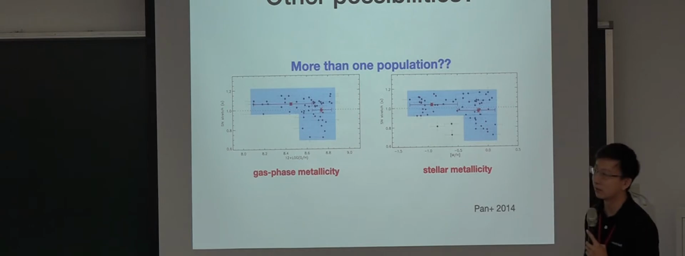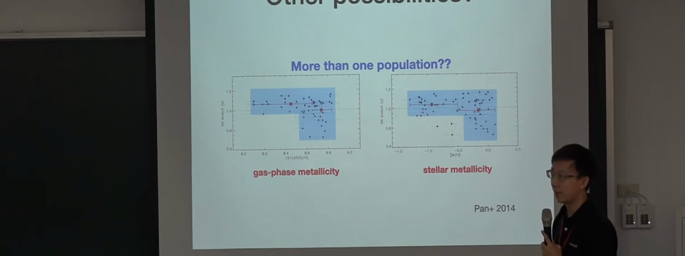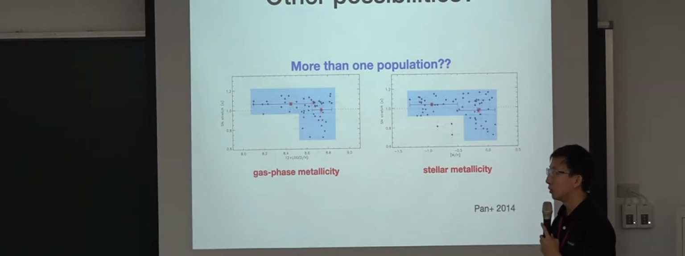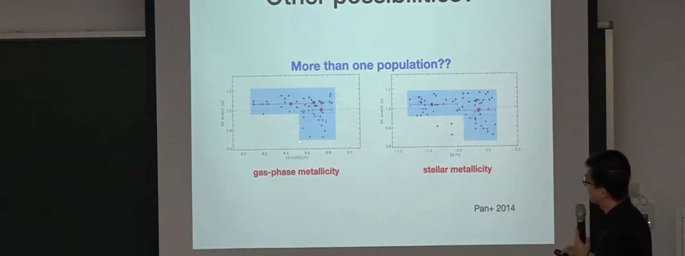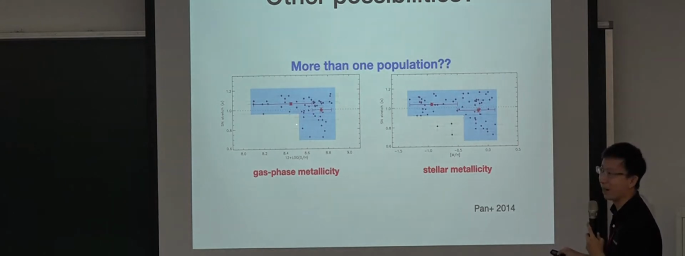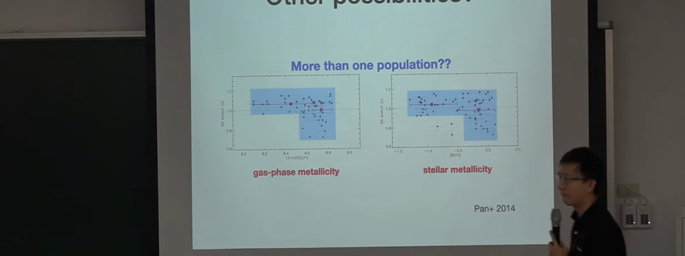I think we are comparing two different methods here. For gas-phase metallicity, of course, it's biased to star-forming galaxies. But for stellar metallicity, I measure both star-forming and elliptical galaxies. So we can still get stellar metallicity using star-forming galaxies.